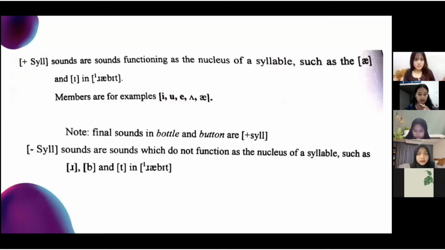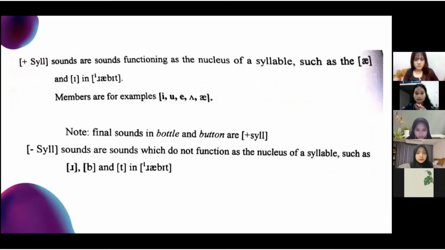Plus syllabic sounds are sounds functioning as the nucleus of syllables, such as the A and I in rabbit. Members are, for example, I, U, E, A. The final sounds in bottle and button are also syllabic. And then minus syllabic sounds are sounds which do not function as the nucleus of syllables, such as R, B, and T in rabbit.